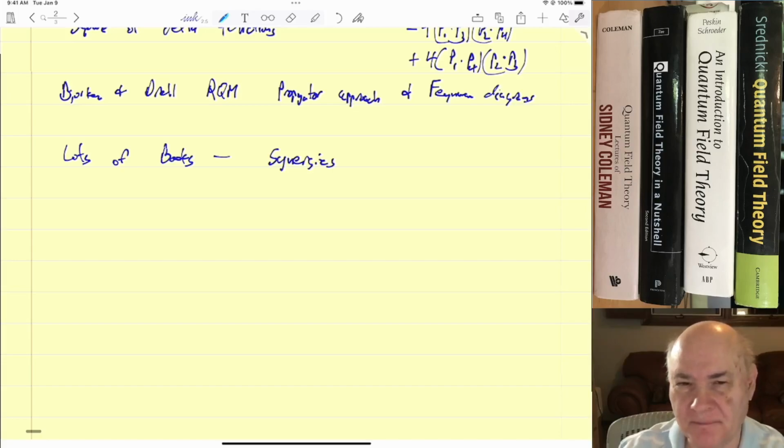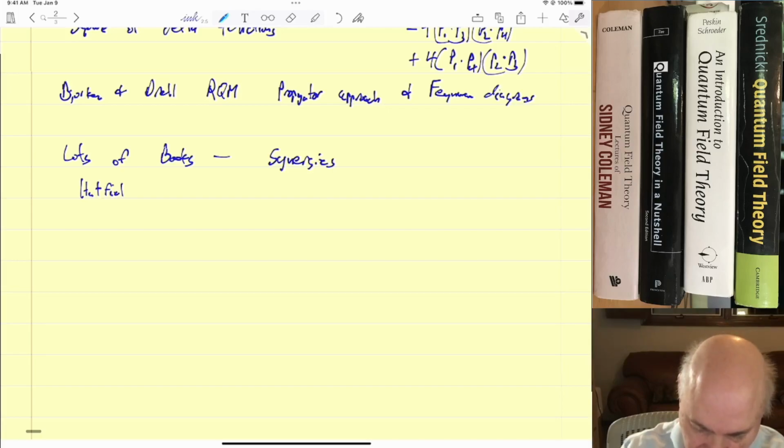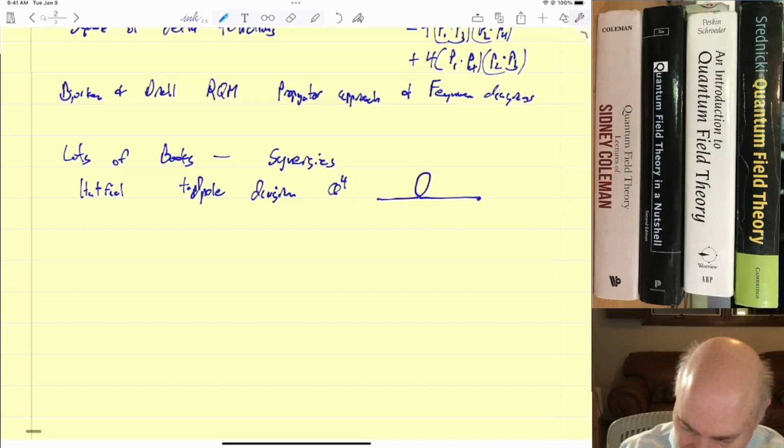I was reading in Hatfield, he talked about the tadpole diagram. But in the context of 5-4, something like this. And I hadn't heard that term except in Srednicki. He said they all vanish and you don't have to worry about them. Hatfield said, and first I was skeptical, and then I remembered Srednicki's argument. He does 5-3.